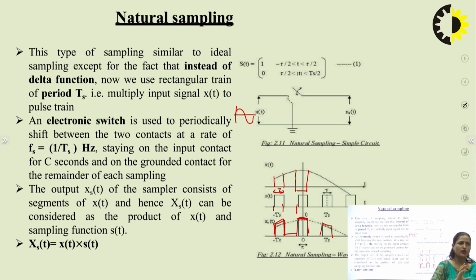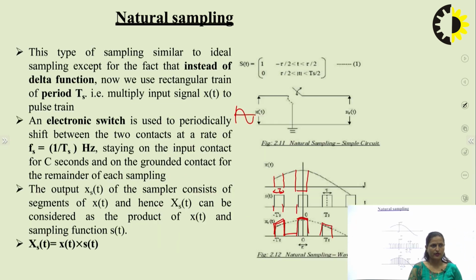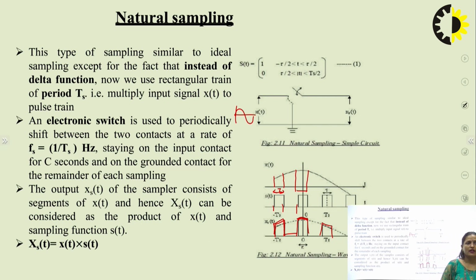It means it will be on and off for the same time duration, that is Ts time duration, staying on the input contact for tau seconds and on the grounded contact for the remainder of the same time. So the output x_s(t) of the sampler consists of segments of x(t), and hence x_s(t) can be considered as a product of the input signal with a train of pulses.